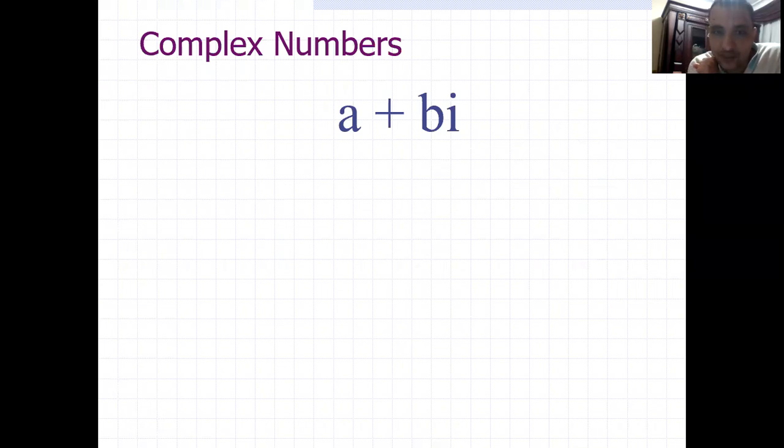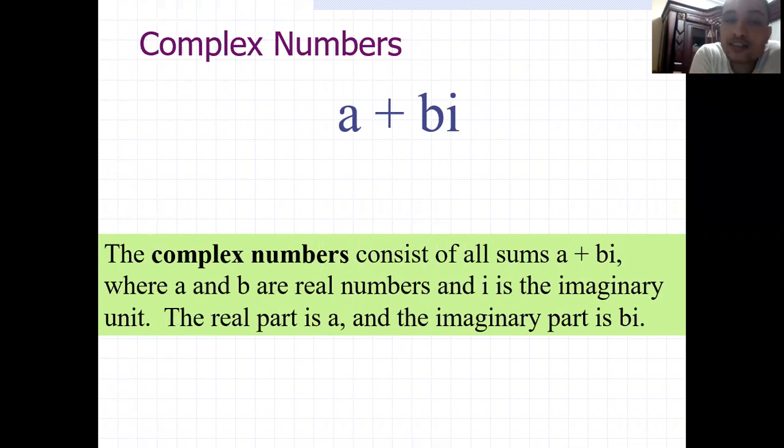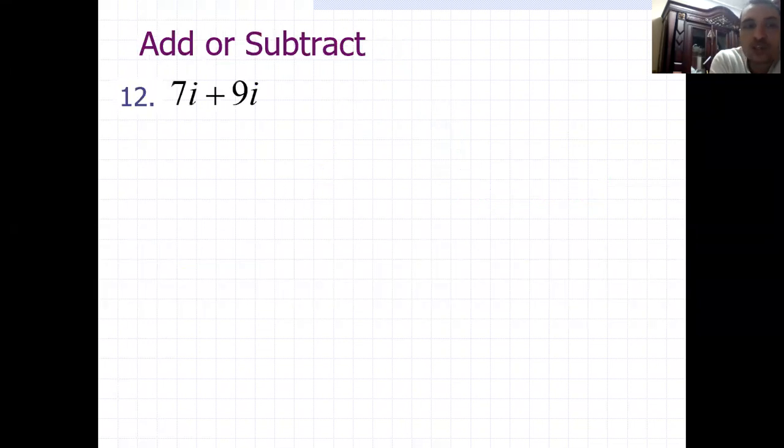Now, a complex number is a number written in the form a plus bi. The complex numbers consist of all sums a plus bi, where a and b are real numbers and i is the imaginary unit. The real part is a and the imaginary part is bi. So if I ask you to add or subtract, like 7i plus 9i, both are imaginary parts, so we can add them. 7i plus 9i, like 7x plus 9x, will be 16x. So here 7i plus 9i will be 16i.